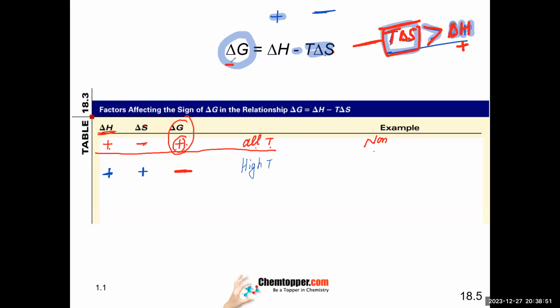Is it okay? You're getting it? So this process is spontaneous at high temperature. The above one is non-spontaneous at all temperature, the first condition. But the second condition is spontaneous, right? Now please work with me. Sammy, you're there? Yusuf, Sammy, I'm giving you the next example.